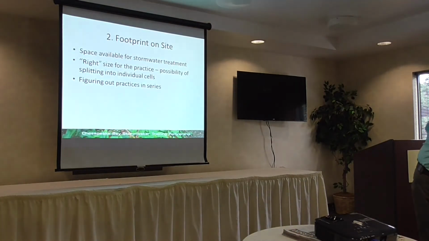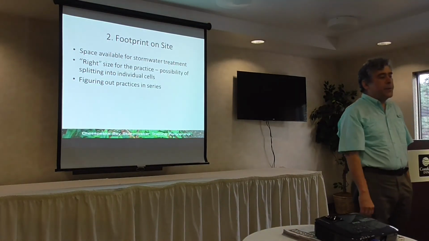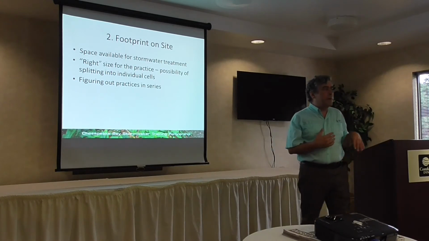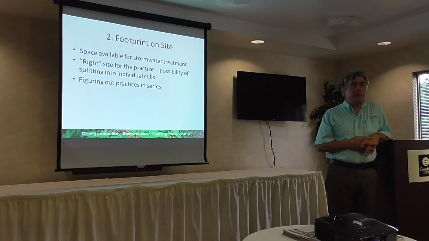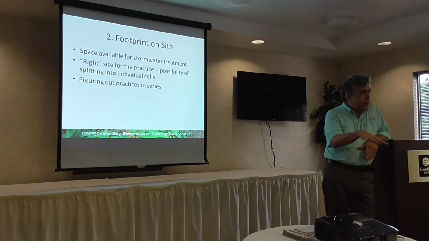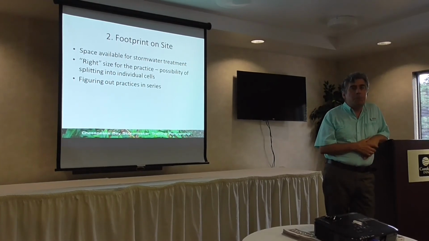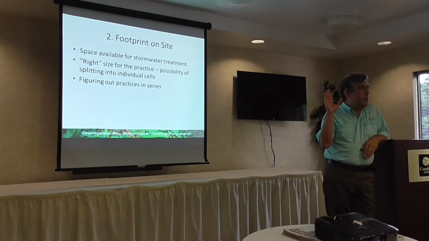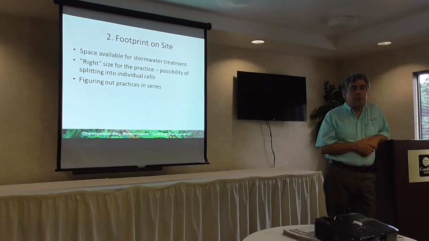Okay, so the next issue is, do you have enough space available for stormwater treatment? I use a real simple rule of thumb of 5%. I look at the contributing drainage area, and if I can get about 5% of that as green open space that's down gradient of that impervious area, I think it's a logical candidate for bioretention. Subsequent computations might prove me wrong, but it's a good rule of thumb.